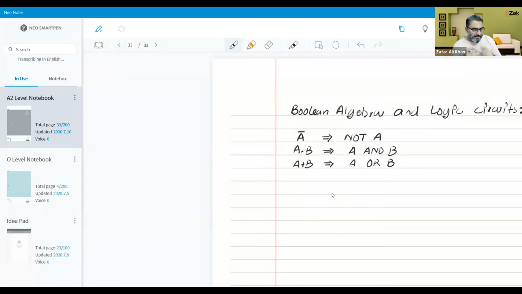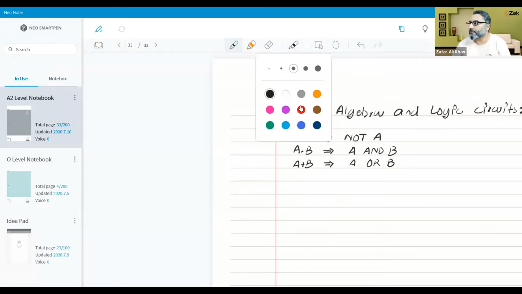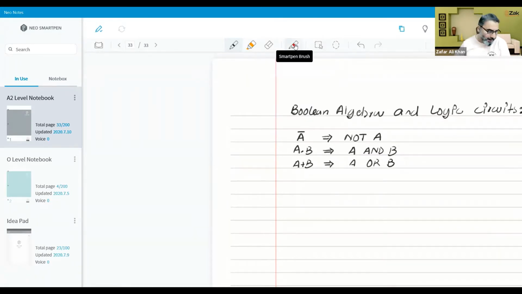So I'm going to summarize the laws of Boolean algebra so that it is easy for you to remember. Let me tell you, you have to actually remember this. Now we have the laws. First I will write the name of the law, then its explanation.